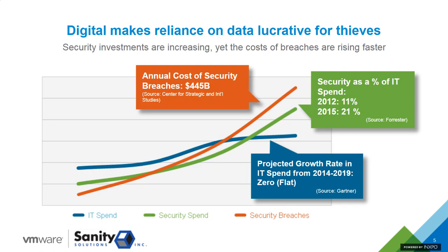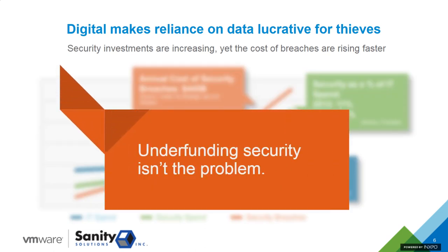And if we look at the results of how that spending is translated, unfortunately, it's not keeping up with the bad guys. This is a chart here that was done by the Center for Strategic and International Studies for the same year, 2016, and the annual cost of security breaches was $445 billion. That's more than 5 times what the entire industry spent to prevent these breaches. And if we look on the far right, we can see that security spending as a percent of the IT budget has more than doubled from 11% in 2012 to 21% of the IT budget in 2015. And this is all while IT spend is roughly flat. So clearly, this is not a situation where we're underfunding security.